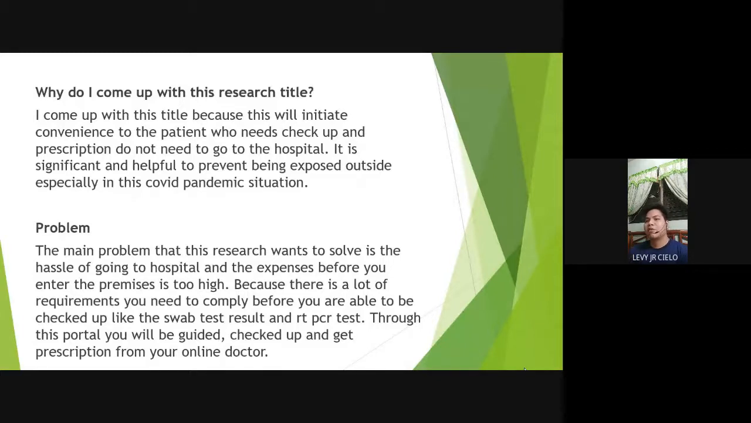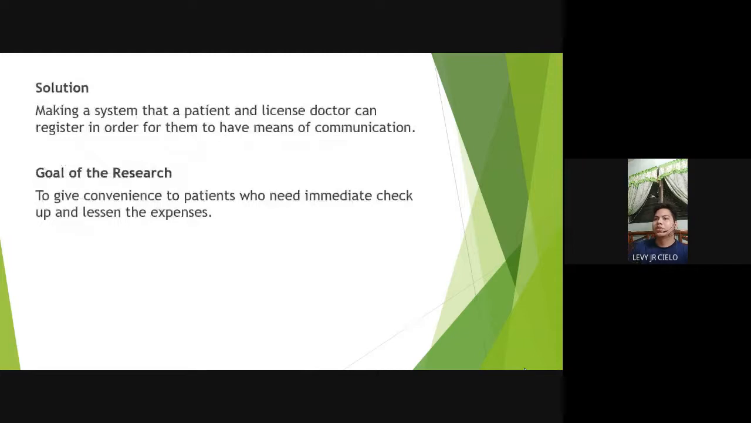There are a lot of requirements you need to comply with before you are able to be checked up, like the swab test result and RT-PCR test. Through this portal, you will be guided, checked up, and get a prescription from your online doctor. The solution is making a system where a patient and a licensed doctor can register in order for them to have means of communication. The goal of the research is to give convenience to patients who need immediate checkup and lessen the expenses.